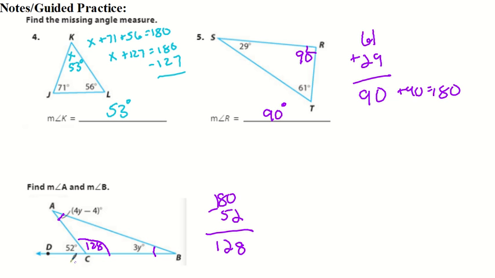Because these two angles make a straight line, which adds up to 180 degrees. Now, if I wanted to find these two angles, I know if I take this angle and this angle and add them all up, it equals 180. So that's what we do, just like what we did up here.